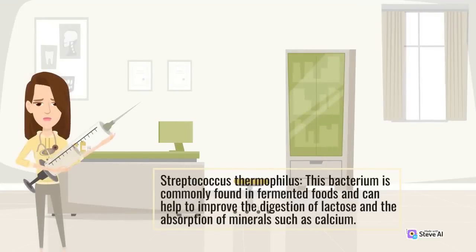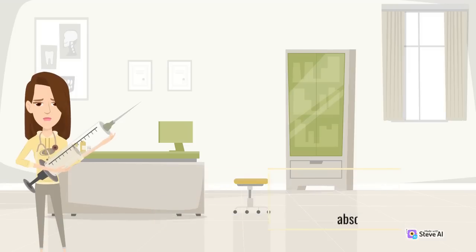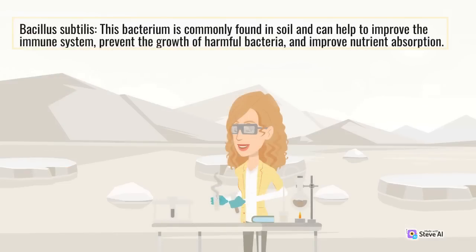Streptococcus thermophilus. This bacterium is commonly found in fermented foods and can help to improve the digestion of lactose and the absorption of minerals such as calcium. Bacillus subtilis. This bacterium is commonly found in soil and can help to improve the immune system, prevent the growth of harmful bacteria, and improve nutrient absorption.